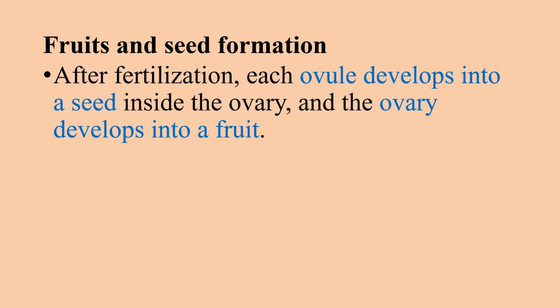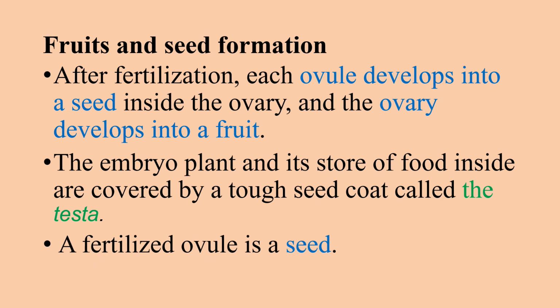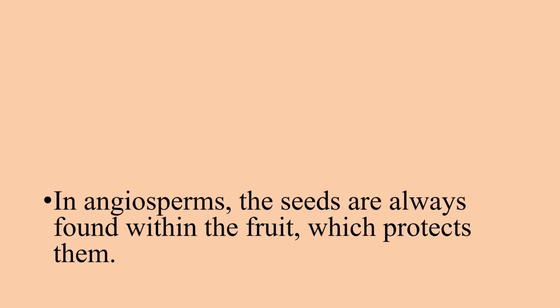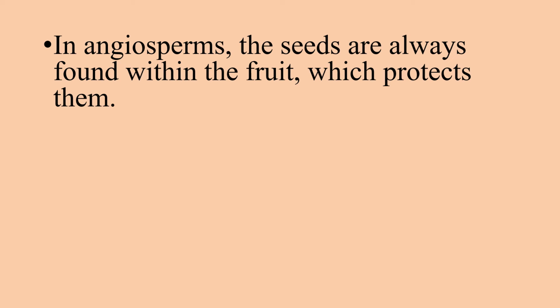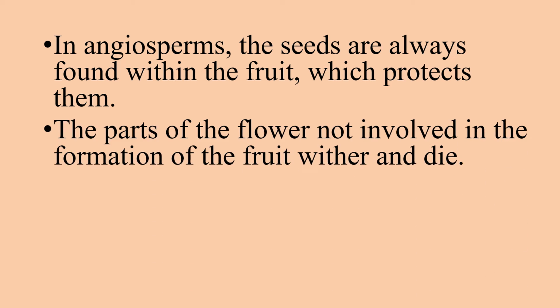Fruits and seed formation. After fertilization, each ovule develops into a seed inside the ovary, and the ovary develops into a fruit. The embryo plant and its store of food inside are covered by a tough seed coat called the testa. A fertilized ovule is a seed. In angiosperms, the seeds are always found within the fruit, which protects them. The parts of the flower not involved in the formation of the fruit wither and die.